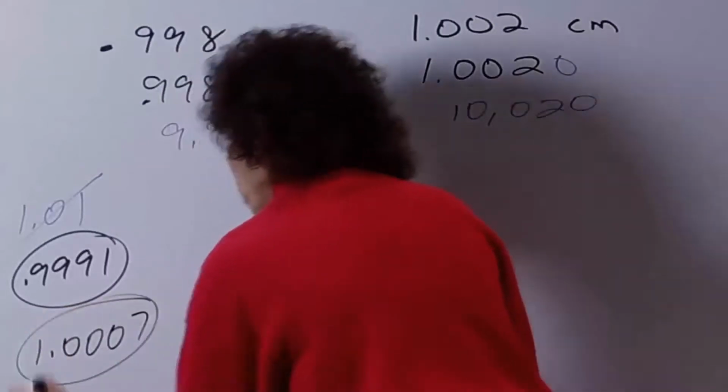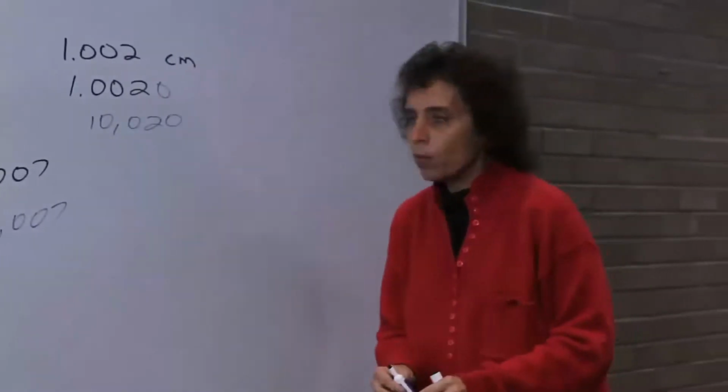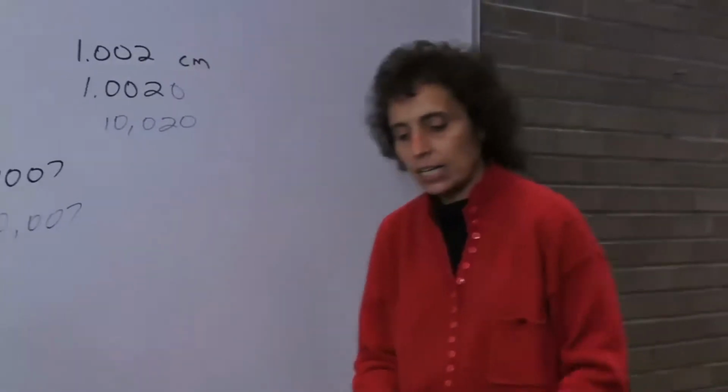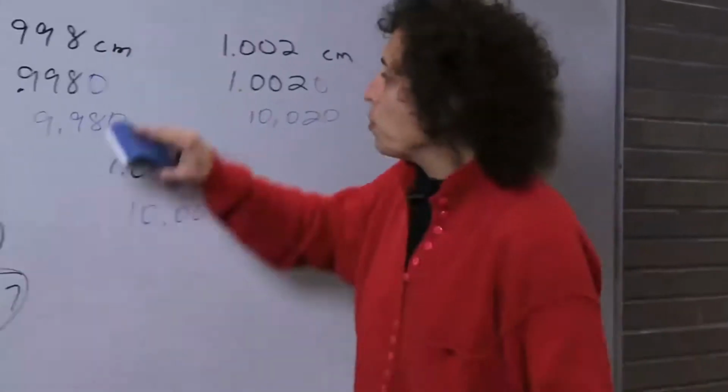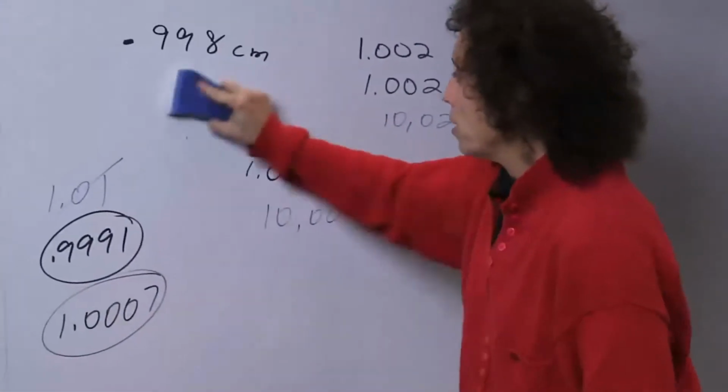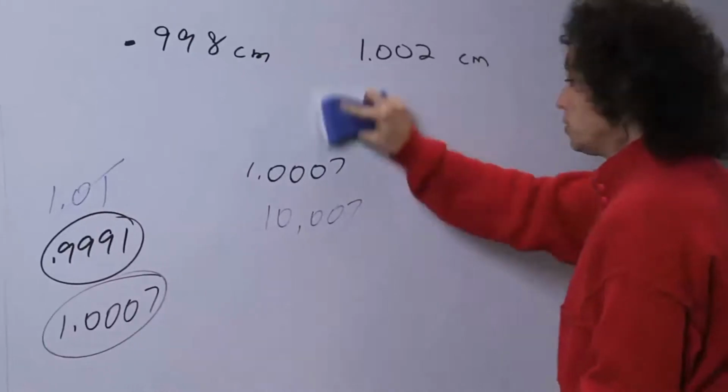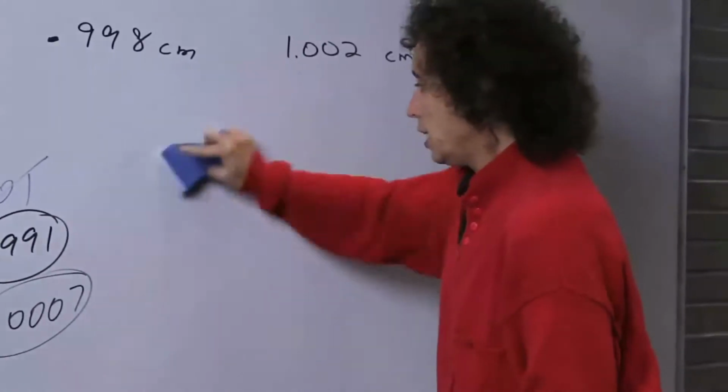1.0007, this is my acceptable list. There's one more, 0.99. Okay, so remember this started like that. This started like that. And we have 0.99.